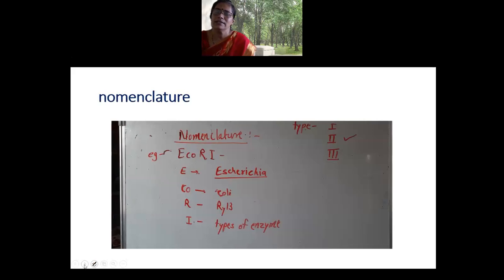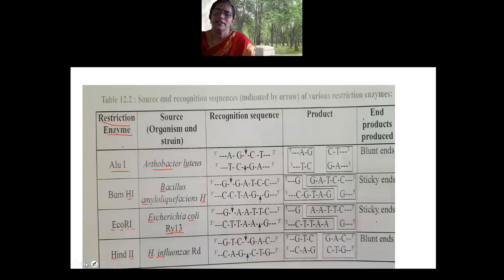Then the nomenclature: the first letter, E, indicates the first letter of the genus. Co indicates the first two letters of the species. R indicates the strain, and the number indicates the type of enzyme which is discovered. These are the different examples.